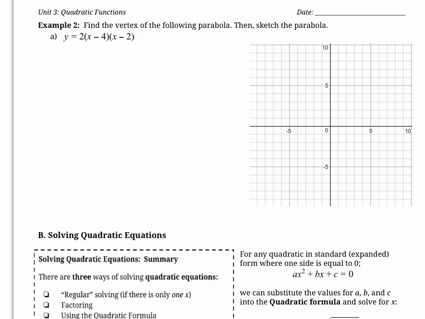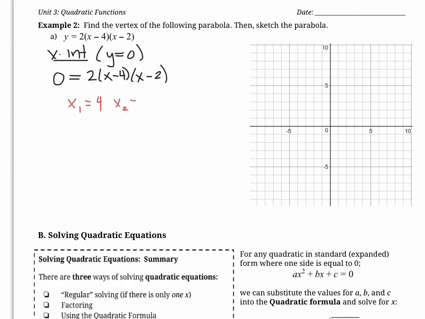So can I find the x-intercepts? If I'm going to find the x-intercepts, I have to plug in y is equal to 0. So let's start with y equals 0. So I have 0 equals 2(x - 4)(x - 2). Now this was already factored for us, so we can just pull out the answers. Because we have one side equal to 0, I can just pull out my two solutions. My first solution has to be +4, and my second solution has to be 2.